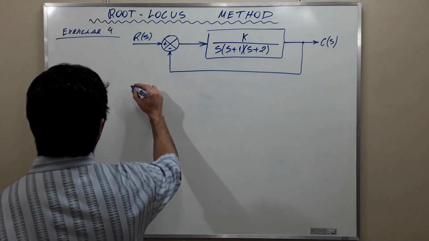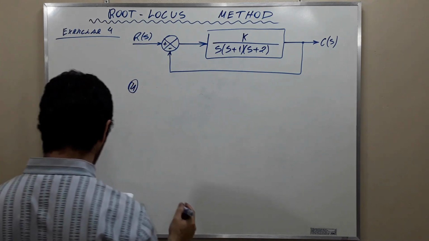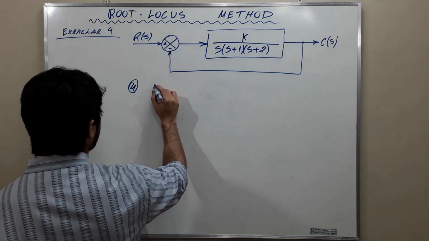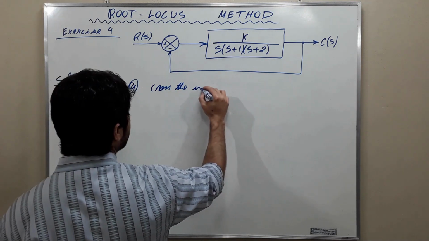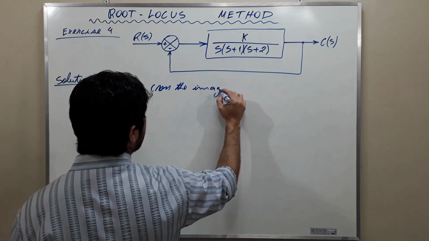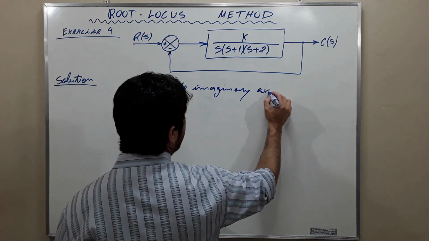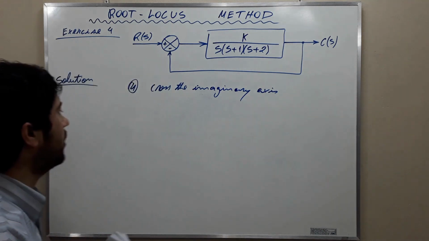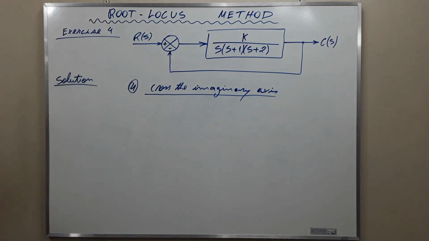The fourth step: determine the points where the root loci cross the imaginary axis. Okay? This is the fourth step. And to do this, we are going to use Routh's stability criterion.